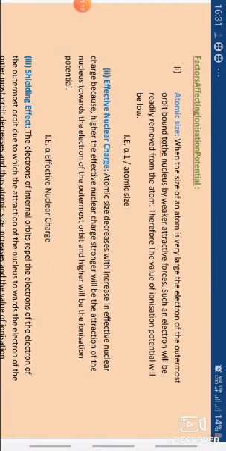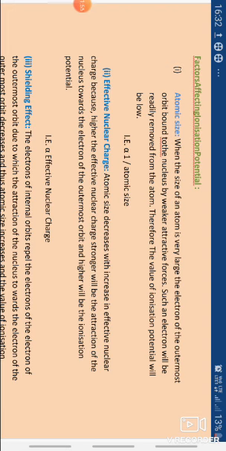The next is effective nuclear charge. This is also a very important point, because as the nuclear charge increases, the ionization potential also increases. Therefore, the relation between the nuclear charge and the ionization potential is directly proportional. Atomic size decreases with increasing effective nuclear charge, because the higher the effective nuclear charge, the stronger the attraction of the nucleus towards the electrons of the outermost orbit, and the higher the ionization potential.